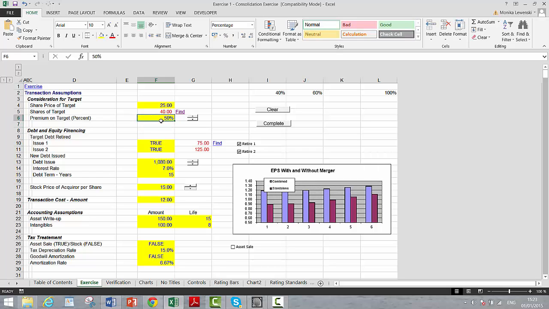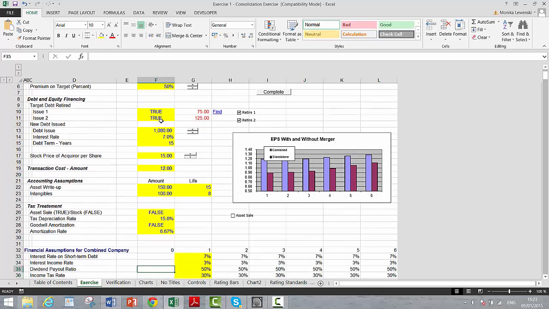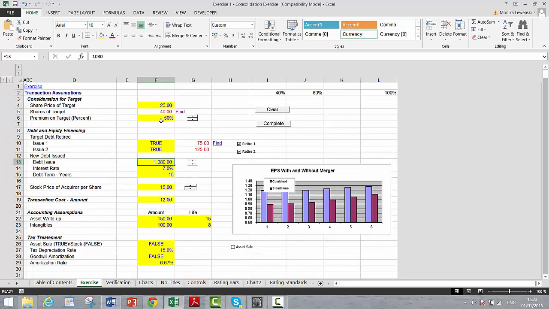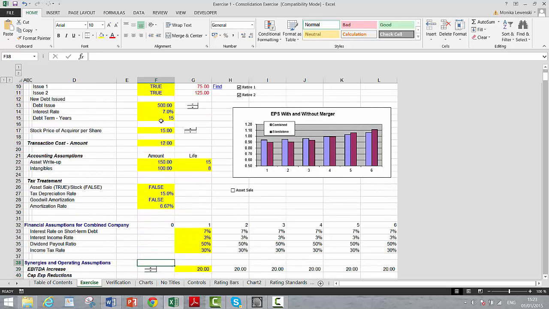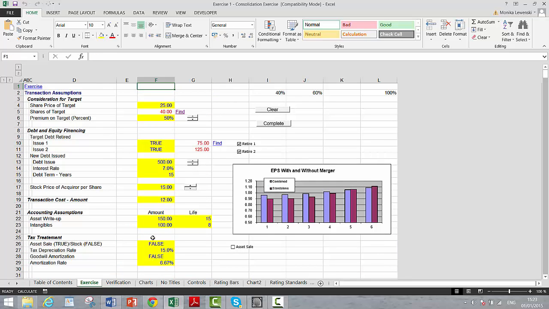Let's pay 50% premium. It's still very beneficial, but let's say the debt issue is only 500. So a lot of this came from the debt. And then we can see what kind of synergies we need to break even. So we can at least use this one and see what happens. That's how you'd use all of this. Remember, there was no WACC, no terminal value, all of that. We could do all sorts of scenario analysis with this and everything else.